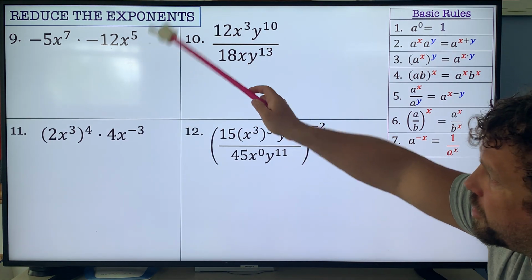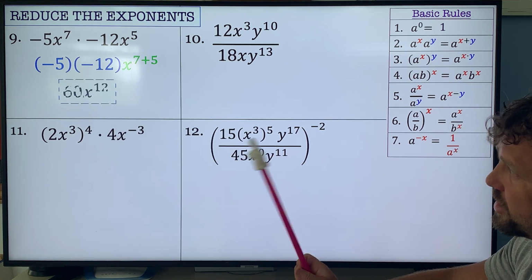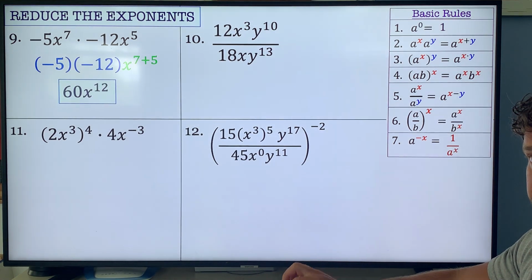Got it? So first thing, multiply the two numbers. Negative 5 times negative 12 is 60. 7 plus 5 is 12. This is easy.